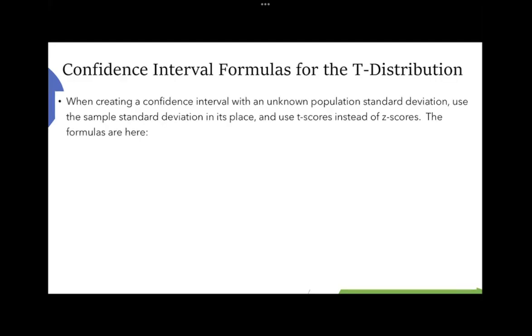Confidence interval formulas for the t-distribution. When creating a confidence interval, when you don't know the population standard deviation, you're going to use the sample standard deviation in its place. And instead of z-scores, you are going to be using t-scores. And the formulas are very similar to the previous lecture.